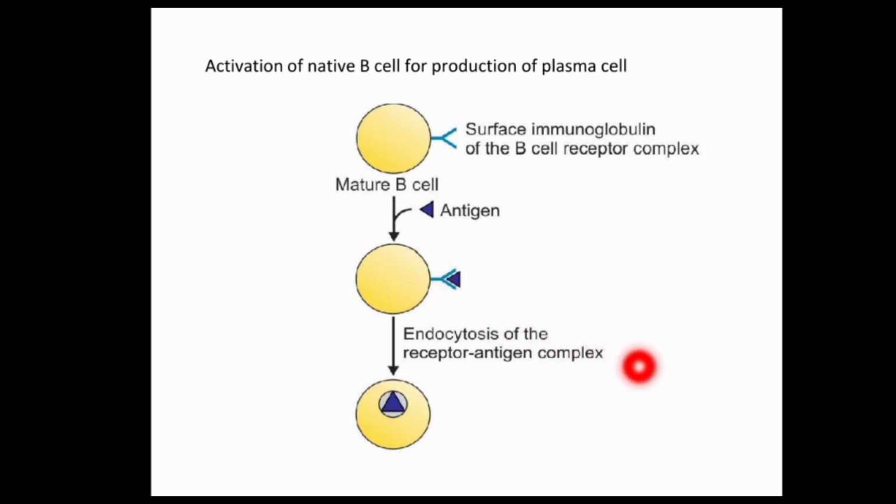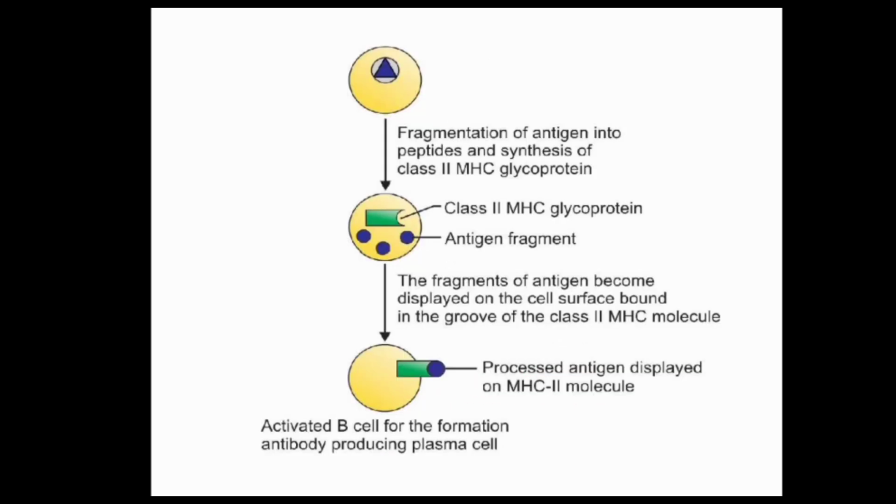it engulfs the complex. So here you can see the endocytosis of the receptor-antigen complex, and in this surface immunoglobulin B cell complex, it fragments the antigen into peptides and synthesizes the complex of class 2 major histocompatibility complex glycoprotein. Here you can see the green color is class 2 MHC glycoprotein. The purple is the antigen fragment.